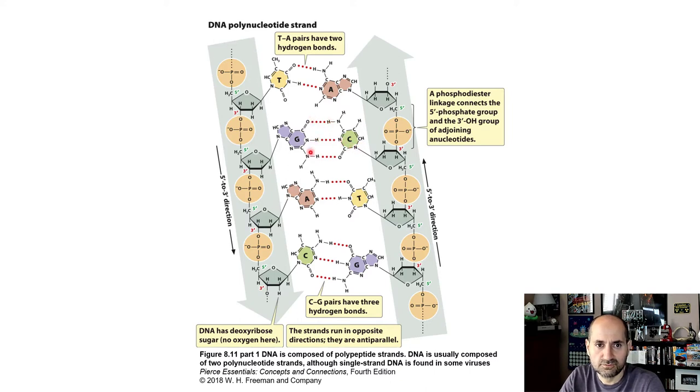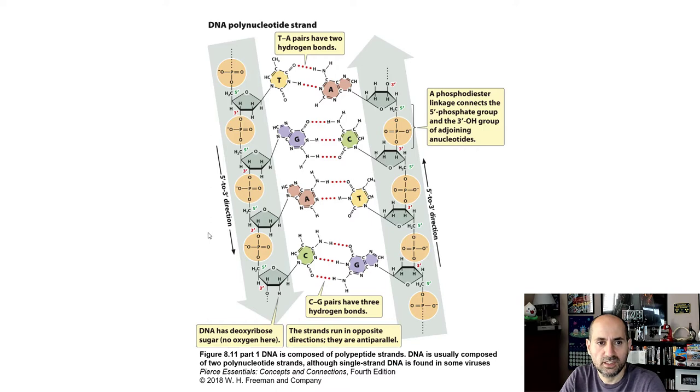How many hydrogen bonds form between the two complements? Three. What does A bind to? T with two hydrogen bonds. What does C bind to? G with three hydrogen bonds. Did you follow that? So it's very interesting stuff, right? So that's how DNA is structured.